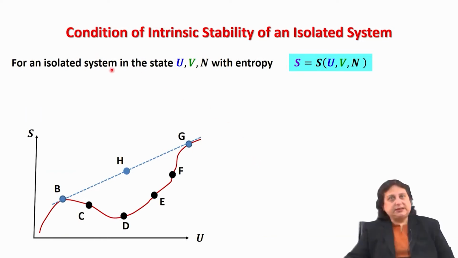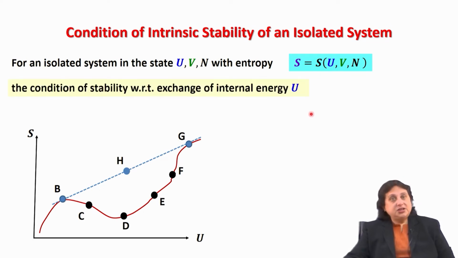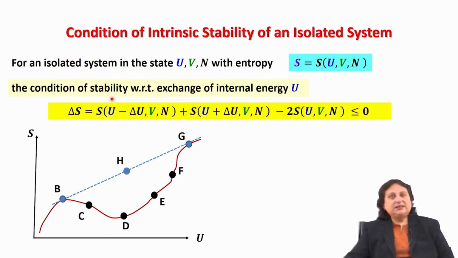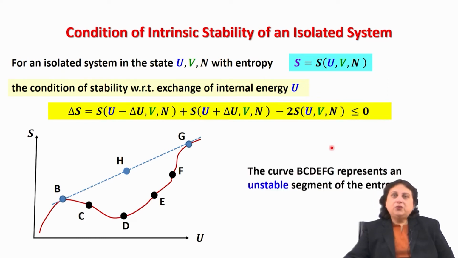For an isolated system in the state U, V, N, whose entropy is expressed as a function of U, V, N, the condition of stability with respect to exchange of internal energy U would be given by the final entropy minus 2S(U, V, N) must be less than or equal to 0. Okay. Now, how will I find out this kind of behavior?